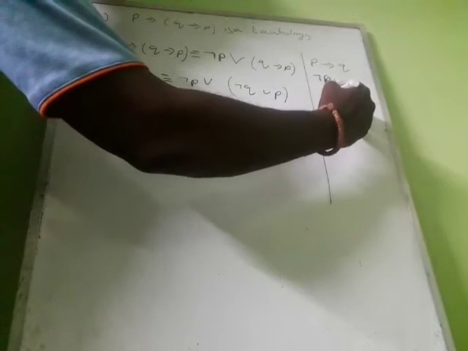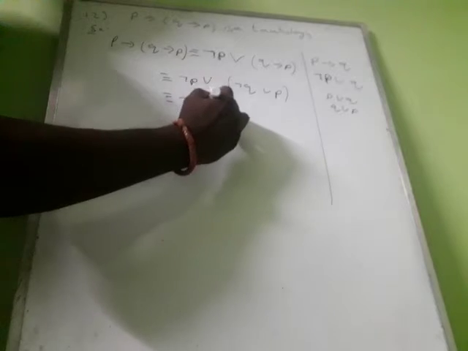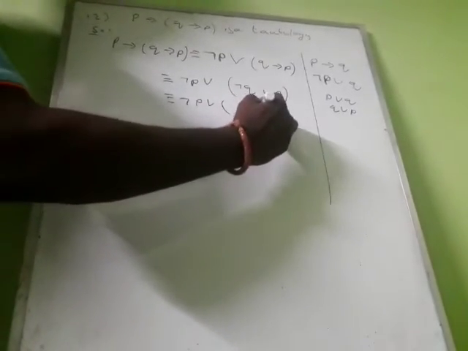Now I am going to apply the commutative property. The commutative property is simple: exchange the two terms. For example, negation of P or Q, and Q or negation of P, both are equal. That is the commutative property. So negation of P or, here exchanging, Q or negation of P.